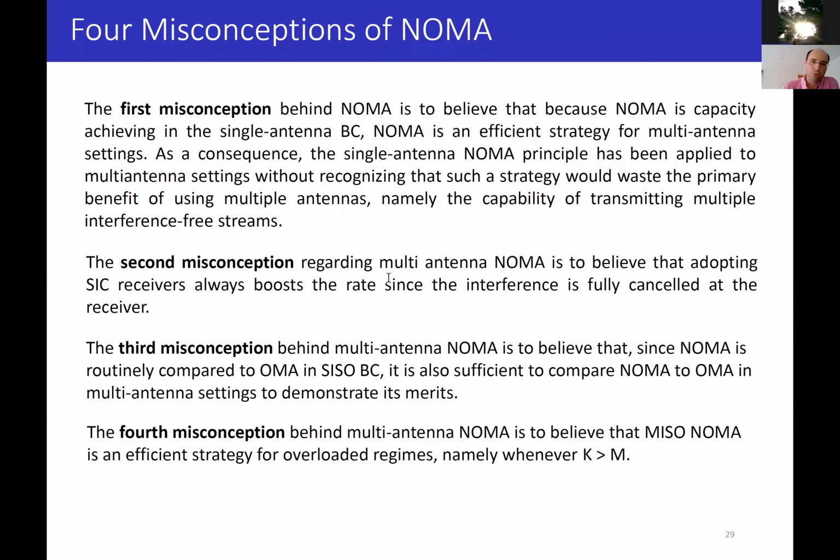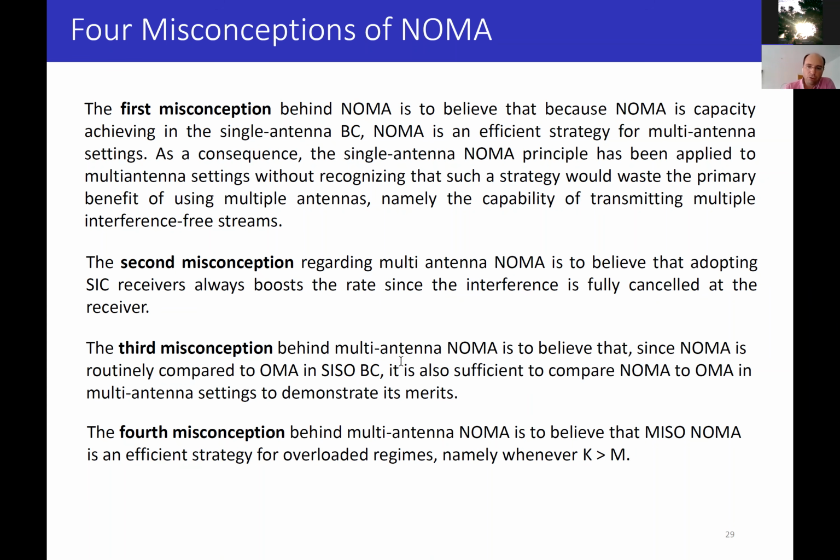A second misconception is to believe that because we have a SIC receiver, the rate will be enhanced because the interference is fully canceled. And this is actually incorrect. If you force yourself to decode interference, you have to make sure that the interference is relatively strong; that would not work well if the interference is not strong. So you have to be very careful when you enforce decoding of interference, what is the level of the interference that you encounter, and whether forcing yourself to decode interference actually leads to a performance enhancement.